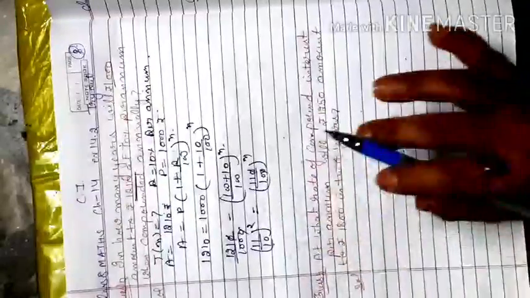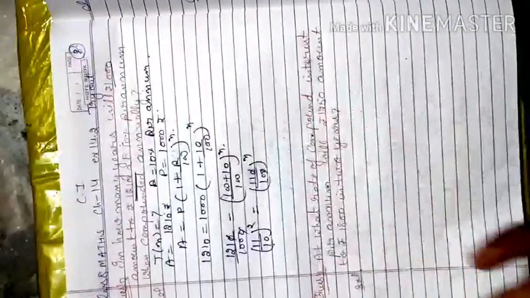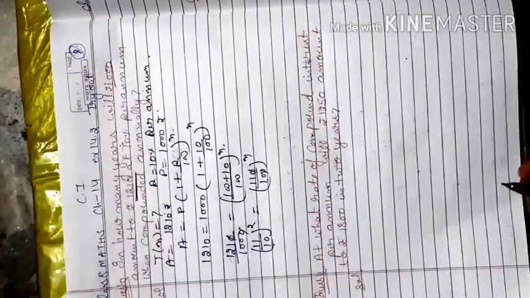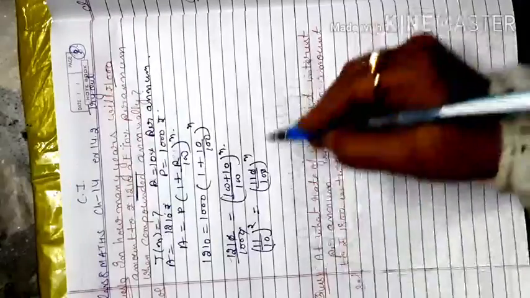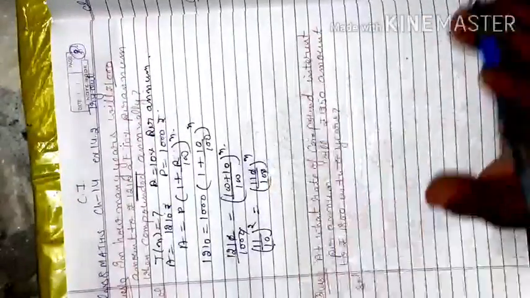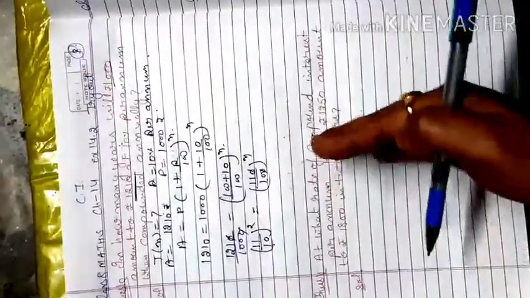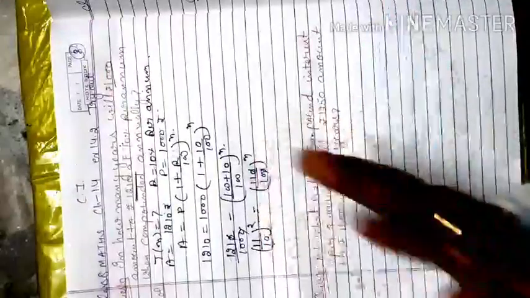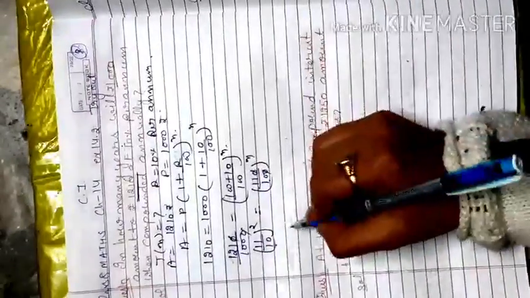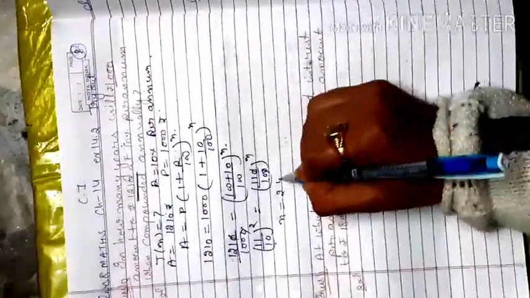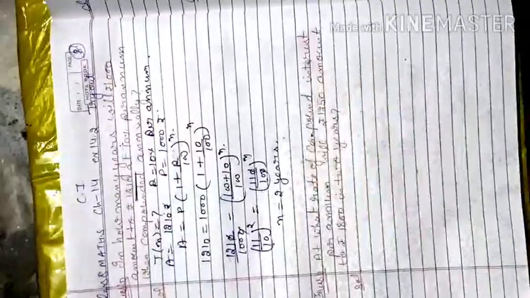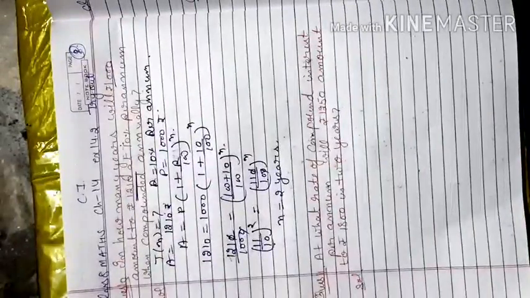When the base is the same on both sides, we can just equalize the powers. That is the law of exponents, which we already did. So the base is the same, we ignore the base and just pick the powers and equalize them. So n is equal to 2 years. That is what we had to find. Number of years n is equal to 2 years.